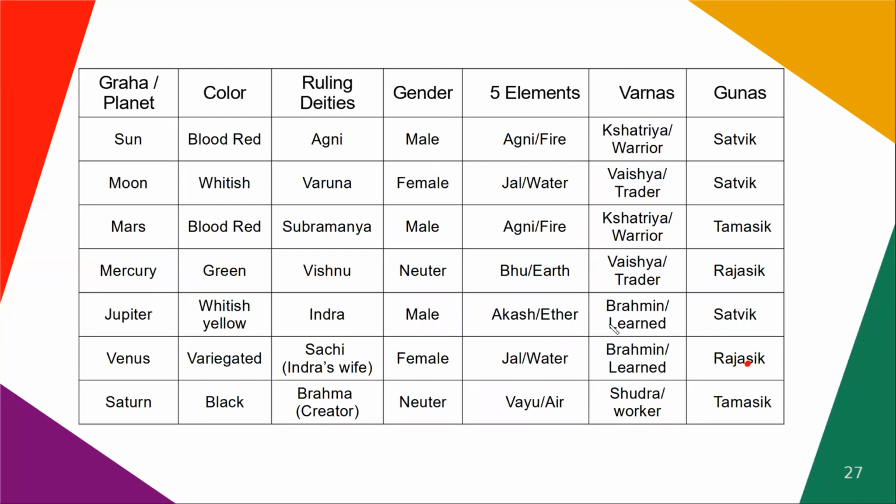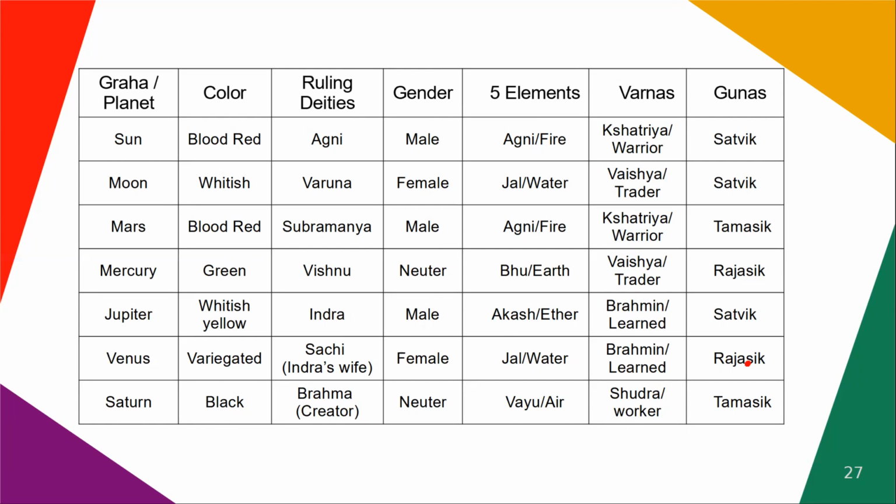Now, if you remember in the previous session, we learned about the authority in the planetary cabinet. So Jupiter and Venus belong to the ministers in the planetary cabinet. So what is the work of the minister? The minister always advises the king, gives some information or gives the direction or helps in the decision making. So Jupiter and Venus here are Brahmin or the learned class. And Saturn belongs to the Shudra or the worker class.